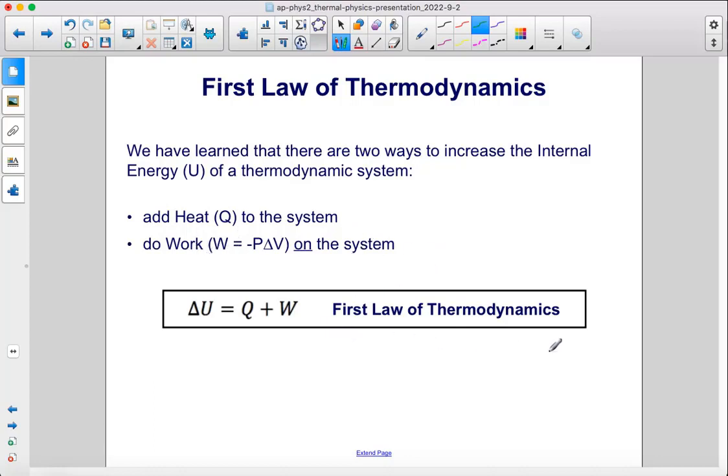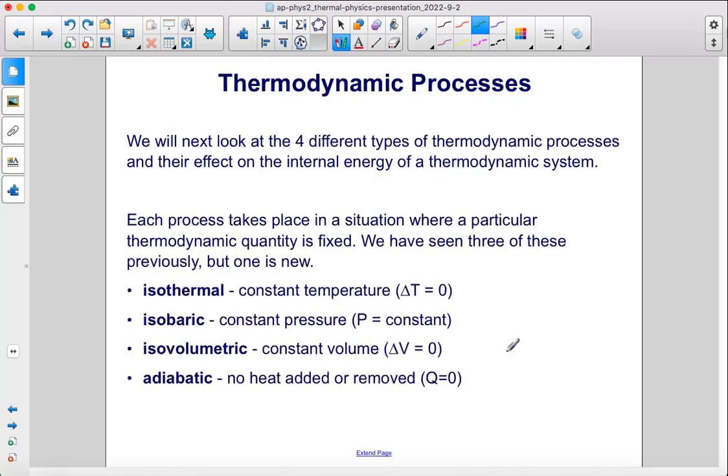The first law of thermodynamics: a change in internal energy equals heat plus work. We will next look at the four different types of thermodynamic processes and their effect on the internal energy of a thermodynamic system. Each process takes place in a situation where a particular thermodynamic quantity is fixed. We have seen three of these previously, but one is new.